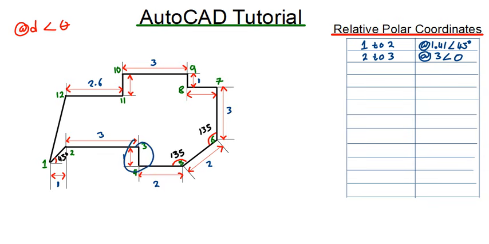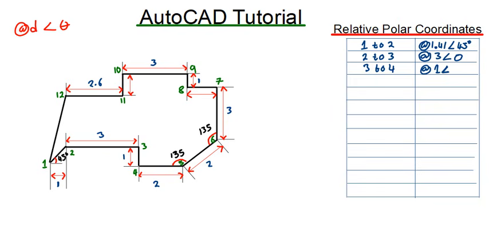Then let me look at this one here. That one is our 3 to 4. The distance that we have is a 1, so I'm going to say at 1, then the angle is what?